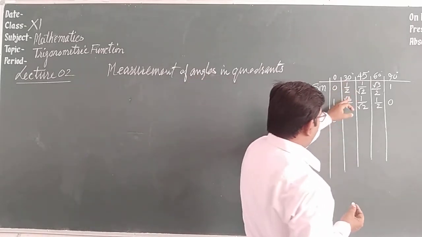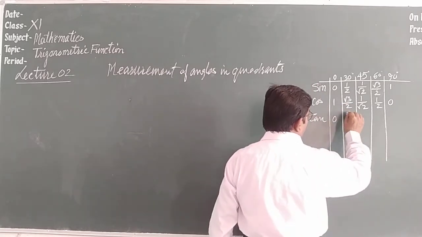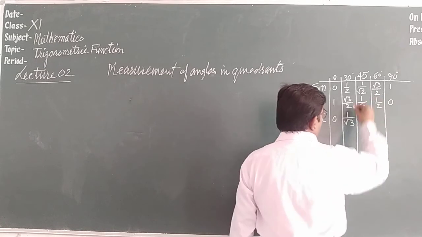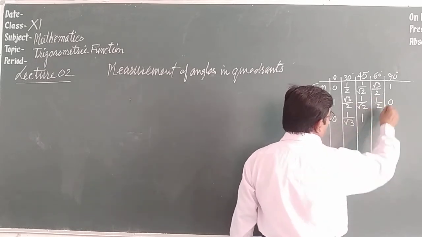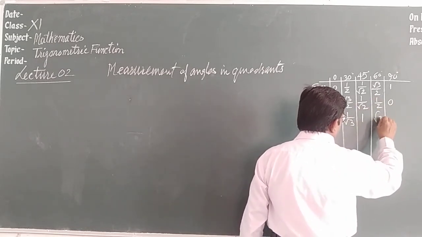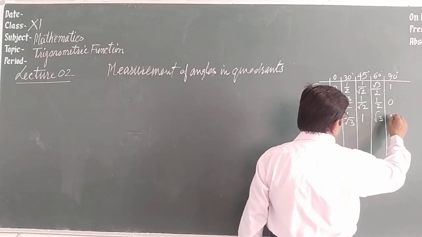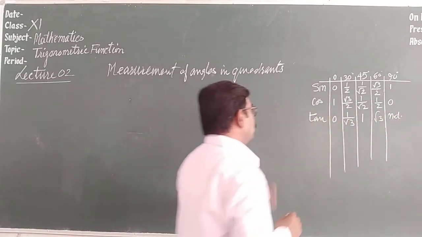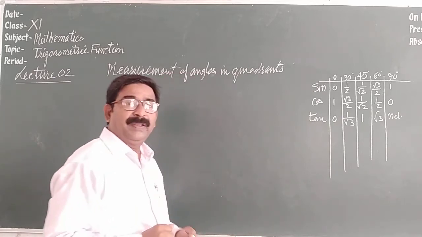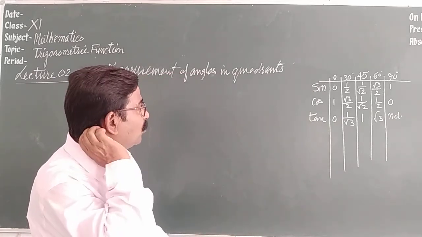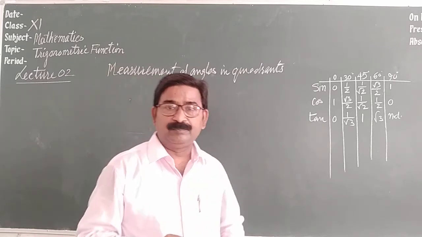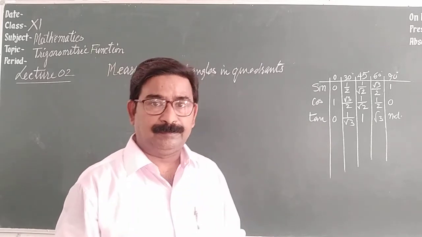This is 1 upon 2 divided by root 3 by 2. It becomes 1 by root 3, and the 2 and 2 will go. This is root 3, and here 1 upon 0 is not defined. Not defined. So I have written 3 main ratios: sine, cos and tan, and 3 are its reciprocals. Got it?